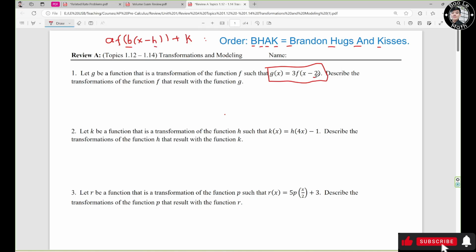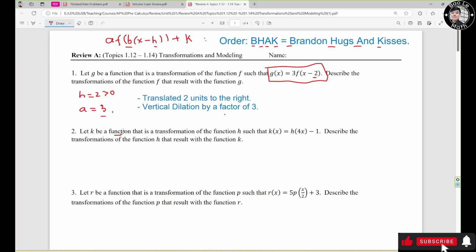Alright, so we see that h equals 2, which is greater than 0, right? And a equals 3, right? Since h equals 2, it's going to be a horizontal translation 2 units to the right, right? And a equals 3 is going to be a vertical dilation by a factor of 3, right? Now let's move on to question number 2.